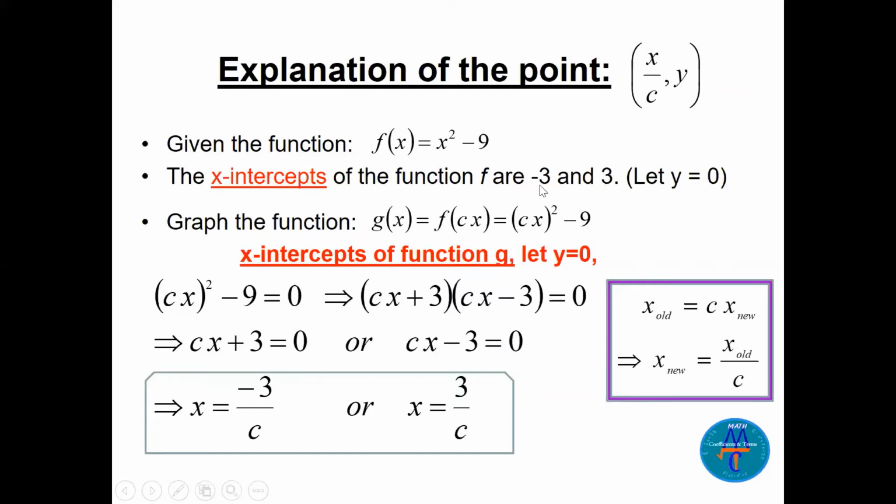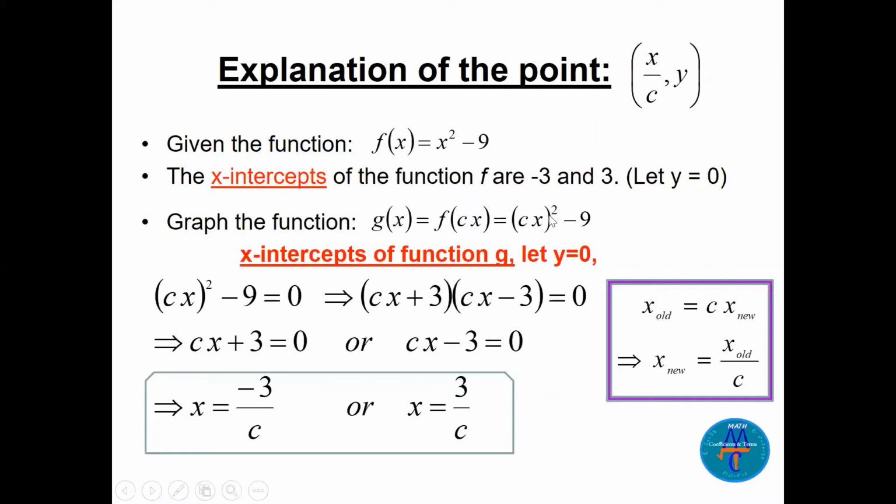We know that. Now, suppose we have a new function, g of x, where we have f of c x. So every x in the function f, we multiply it by c. f of cx, just apply the function here. It will be (cx) squared minus 9. Let's find the x-intercept of the g. Put y equals 0 here for the g.